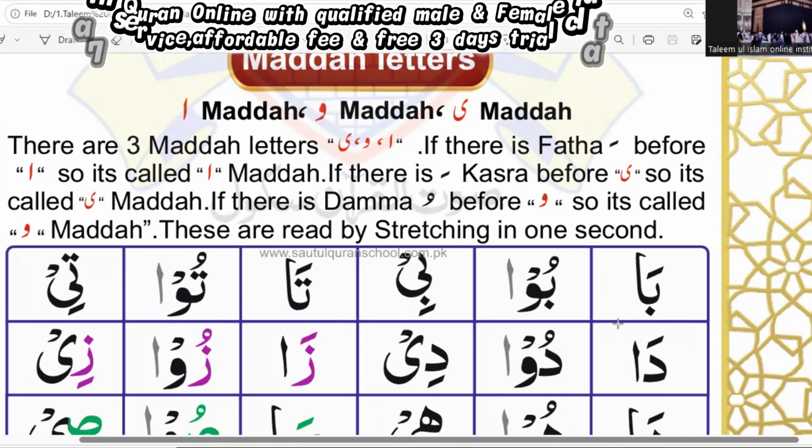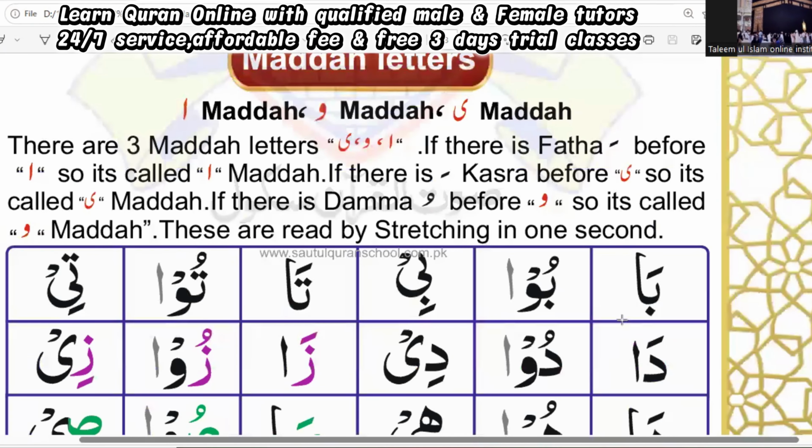Like standing fatha, whose sound is A, the Alif Madda sound is A. Inverted dhamma sound is U, so the Waw Madda sound is U. Standing kasra sound is E, and the Ya Madda sound is also E.